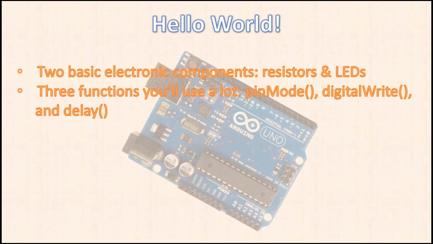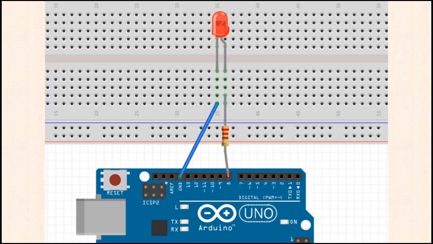Before we get into coding, let's take a look at the schematic. Here we can see the schematic's pretty simple. We have the LED, a series resistor, and just a jumper wire going to the Arduino board.